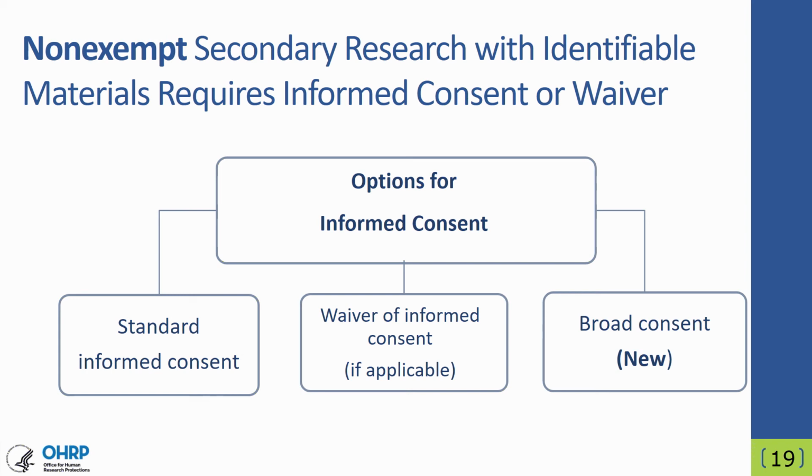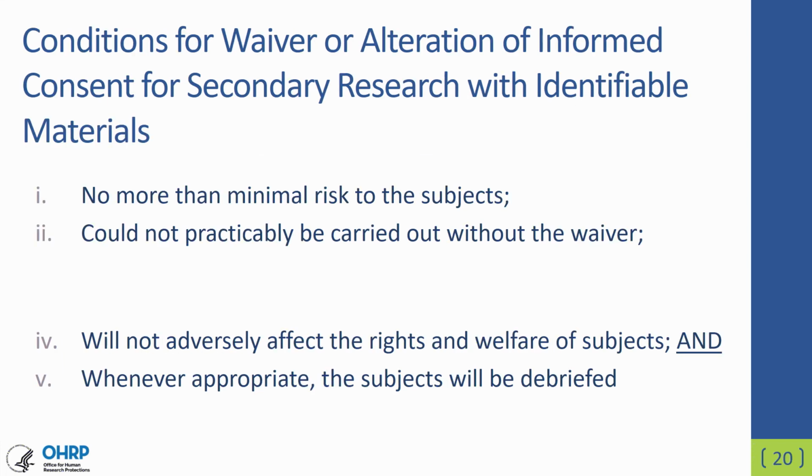I'll not be going through standard informed consent, but I'll go straight and talk to you a little bit more about the waiver of informed consent and then later broad consent. So here you are, the conditions for waiver or alteration of informed consent for secondary research with identifiable materials. The 4 provisions here are what we're all used to, because they are in the exact wording under the pre-2018 rule. So no more than minimal risk to the subjects. Research could not practically be carried out without the waiver. And usually we refer to something being not practicable when the scientific validity might suffer significantly. That's the kind of situation. So it's not a case of inconvenience. The research will not adversely affect the rights and welfare of subjects, even if the consent was waived or altered. And whenever appropriate, the subjects will be briefed. So these are the 4 standard conditions that we're so familiar with.